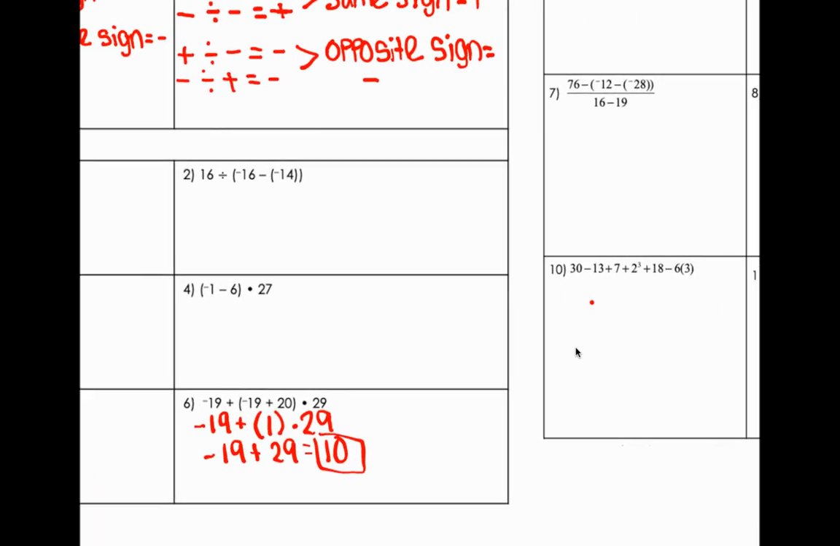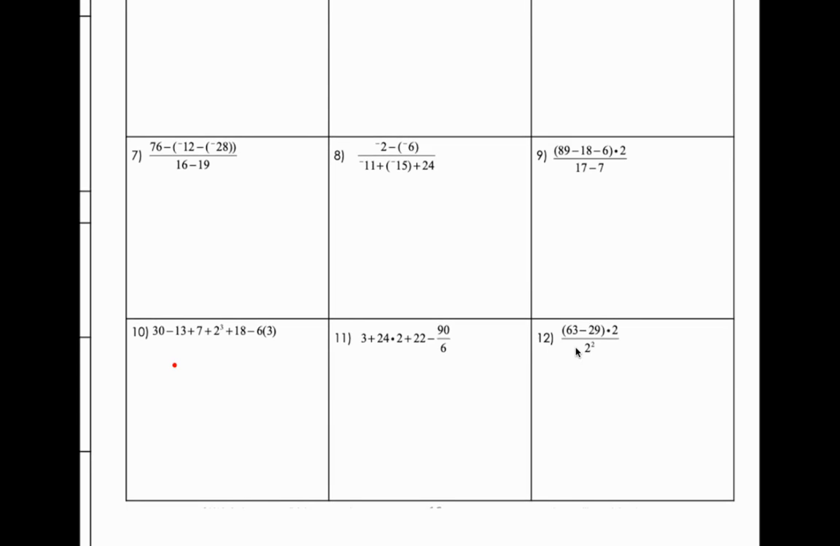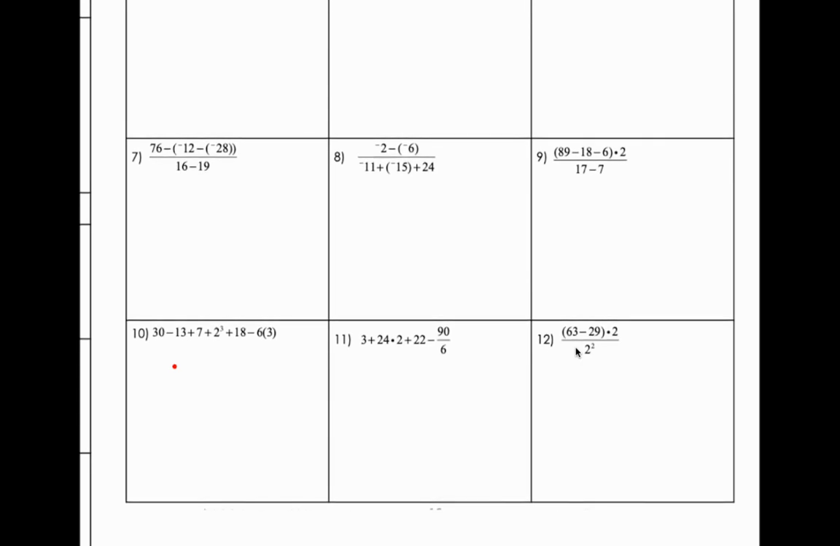All right, so continuing on to the other side, I'll pick a few of these to do with you. Let's do 10 for sure. So that's probably the hardest one on here. And let's go and do 7. All right, so we'll start with 7. So 76 minus, and we've got negative 12 minus negative 28 over 16 minus 19.